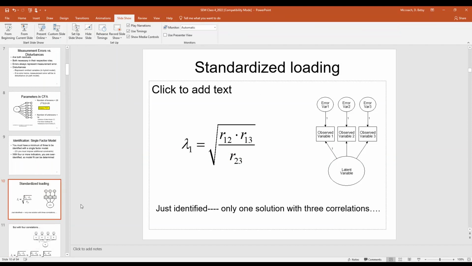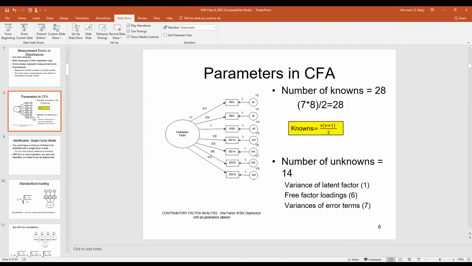You mean we can still run the model with an over-identified model? Oh yeah, most of our models are going to be over-identified. So remember, this model, for example, is over-identified. Any model that has positive degrees of freedom, we'll say is over-identified. Over-identified is actually good. Under-identified is bad.